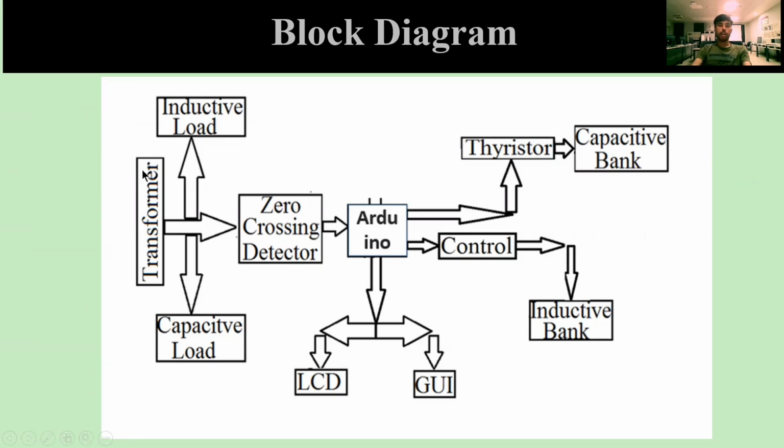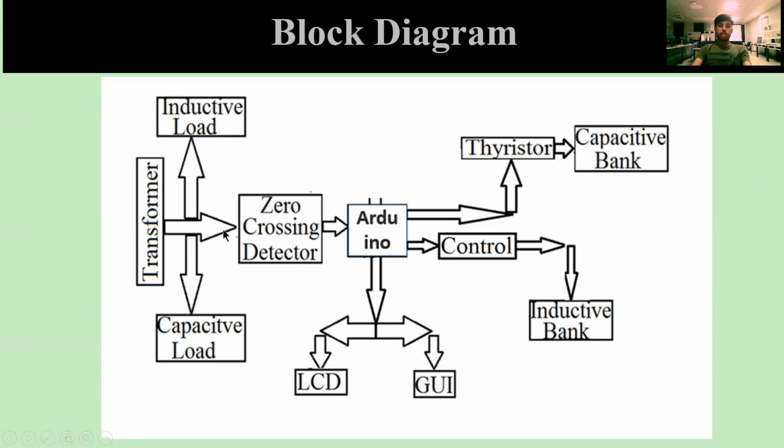From the line, the first step is a step-down transformer that will reduce the high voltages to low voltages. And then in our system, there will be either an inductive load or a capacitive load.